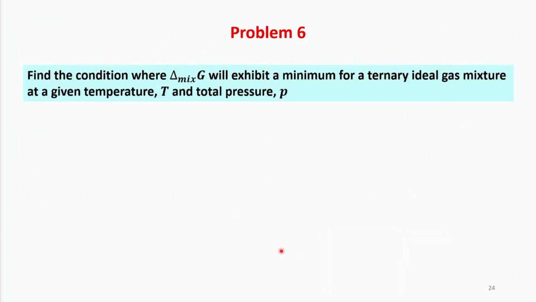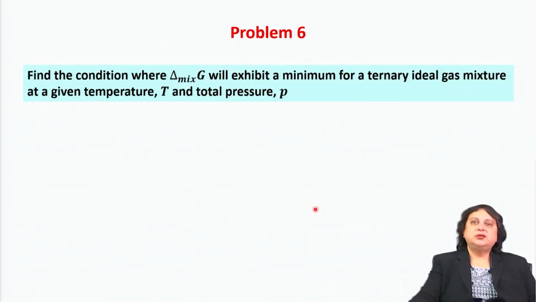Now, let me quickly ask you this very simple question. What would be the condition where the free energy of mixing exhibits a minimum for a ternary ideal gas mixture at a given temperature T and a total pressure P? Now, what is a ternary ideal gas mixture? Ternary means something that has three components.